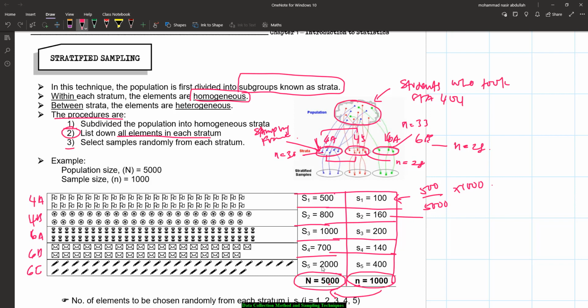So in this case, where does 160 come from? 800 divided by 5,000, multiplied by 1,000, the sample size that you require. So you will get 160. And where does 400 come from? 2,000 divided by the total population of 5,000, multiplied by 1,000. So you will get 400.